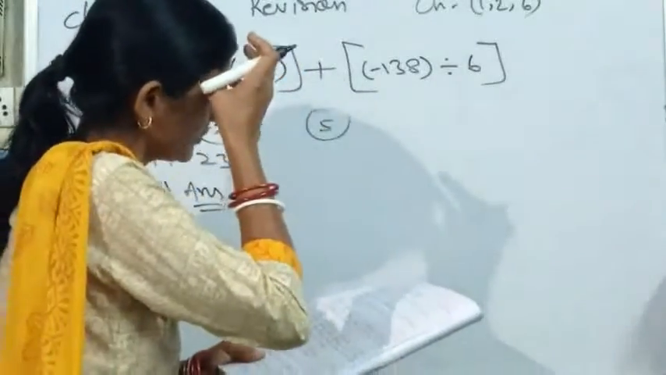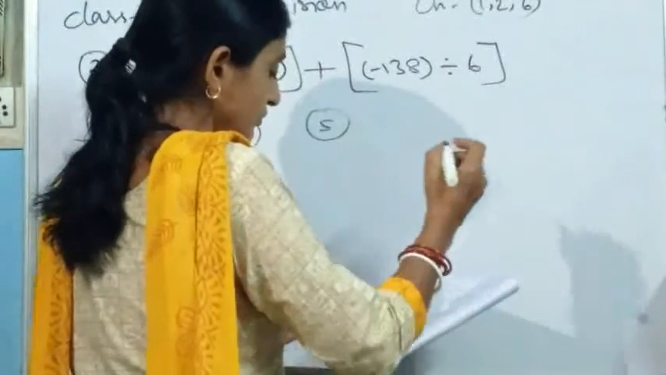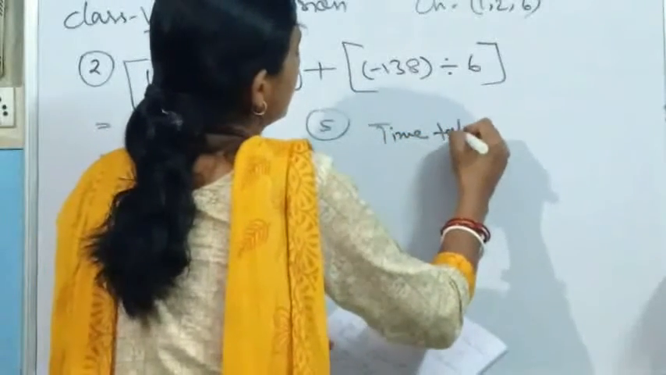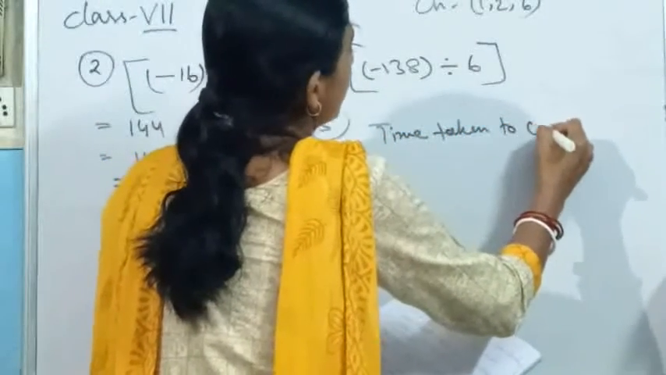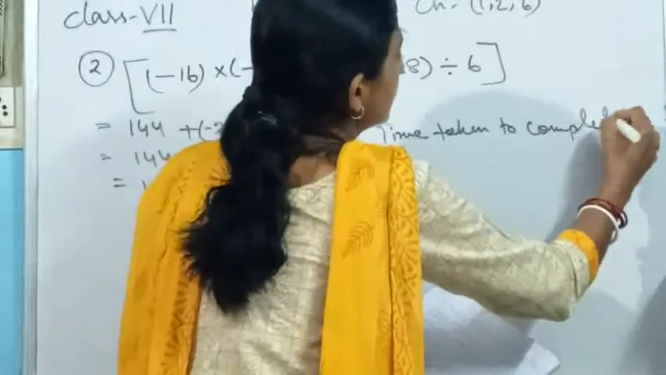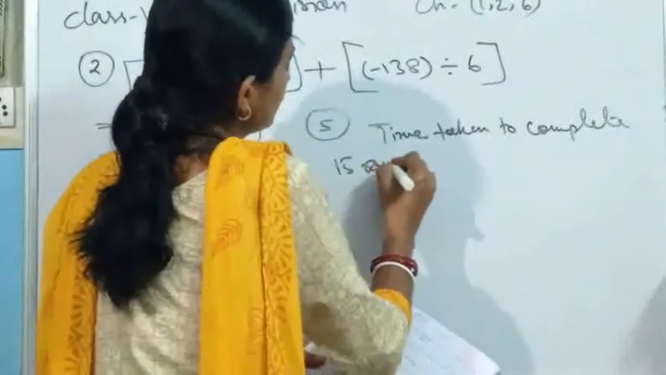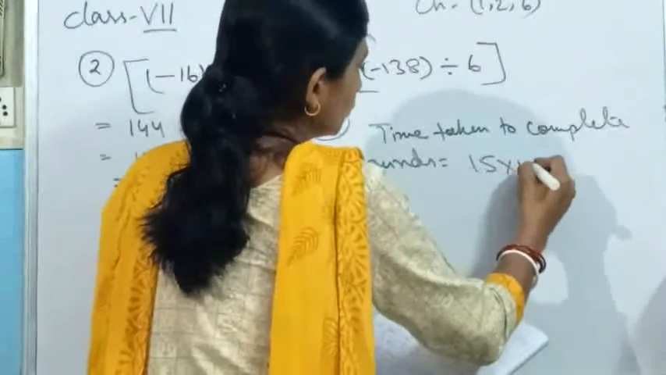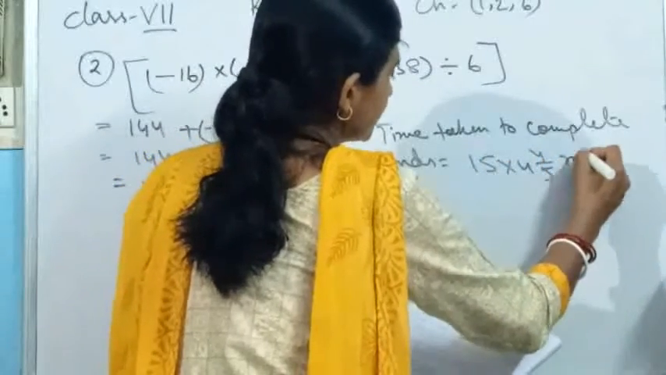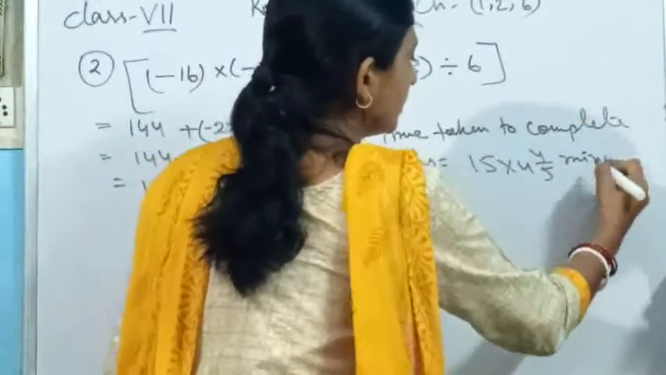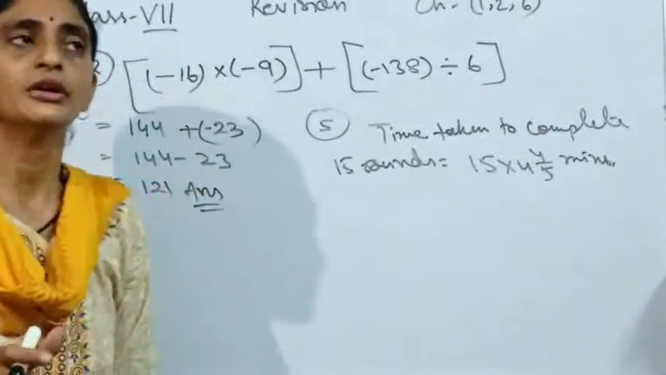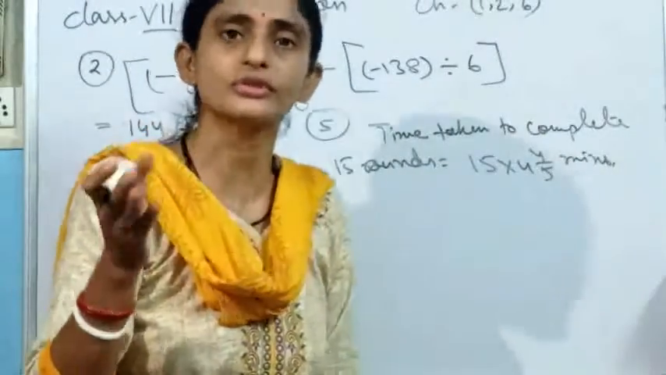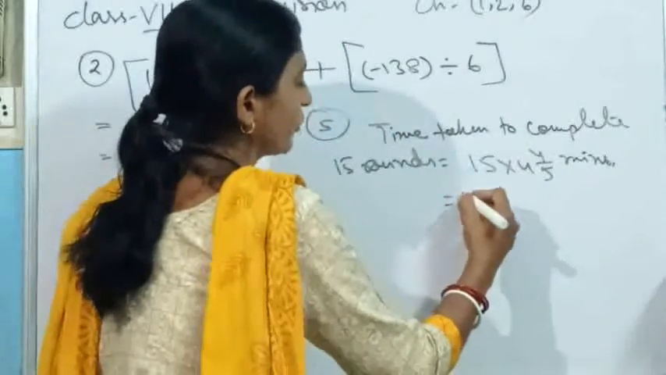I can solve it. For the time taken to complete 15 rounds equal to 15 into 4 whole 4 by 5 minutes. Yes, let's see if we can complete this calculation part. Then it is okay, we will write in minutes. If it is required, we will change this minute to second. But I don't think that it will be required here.